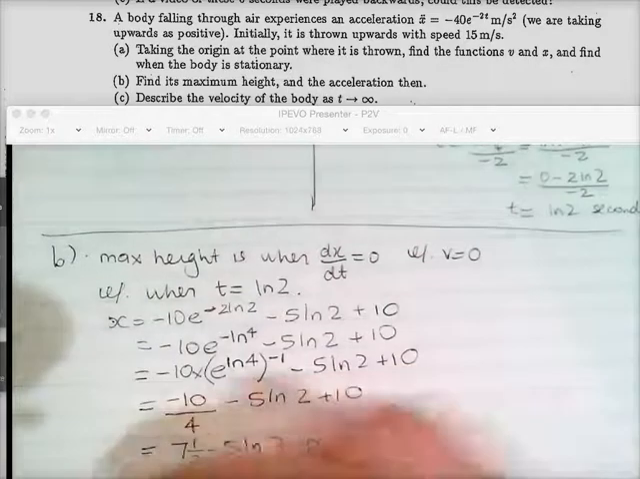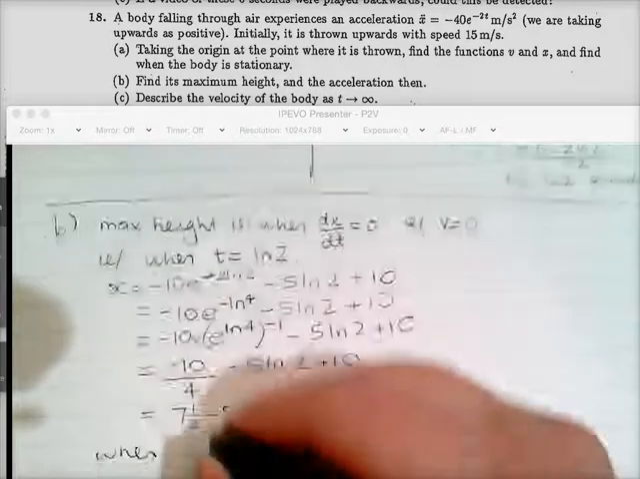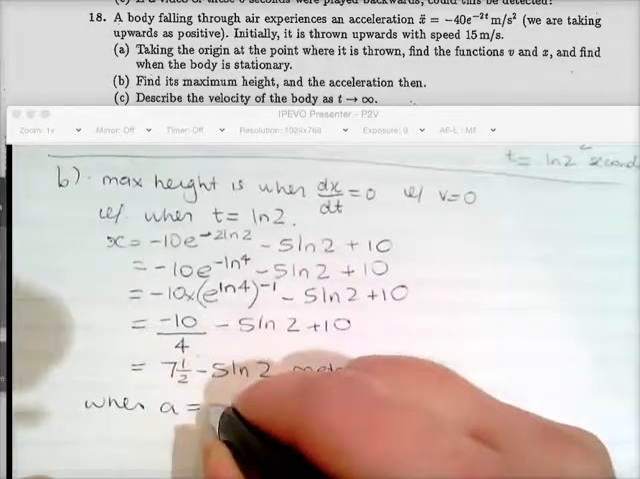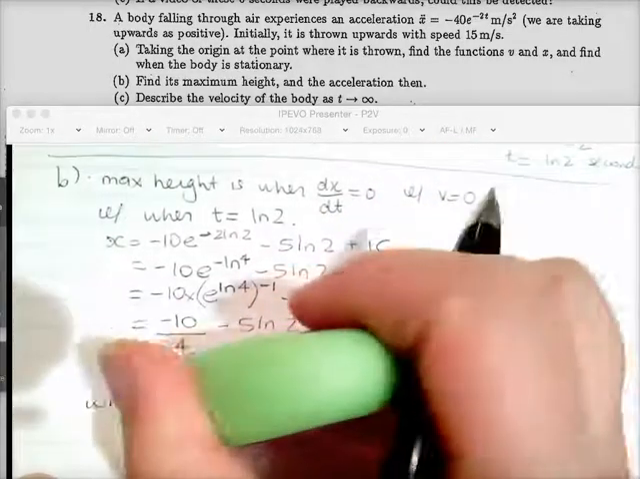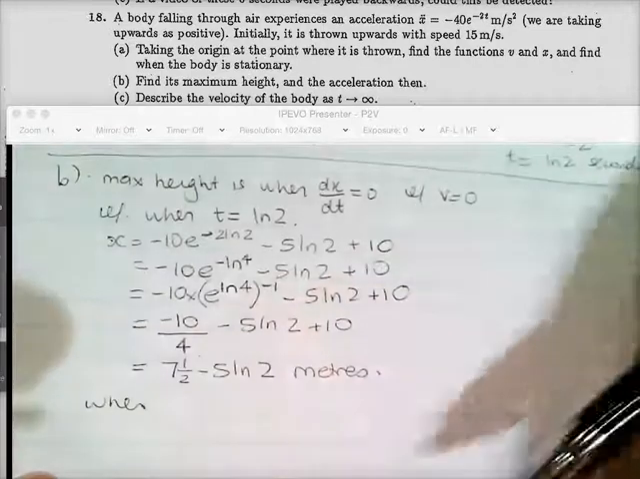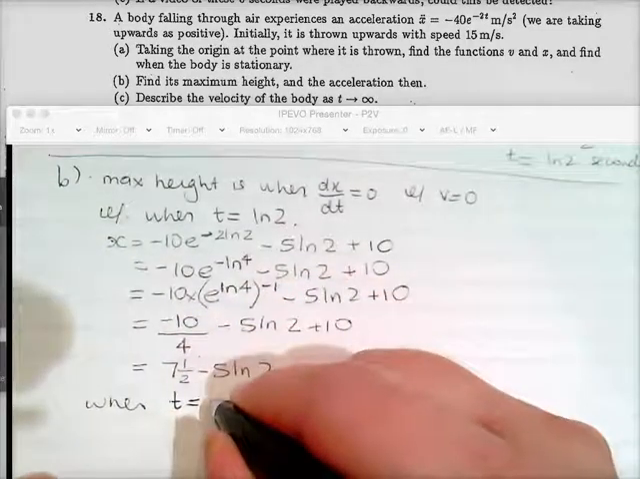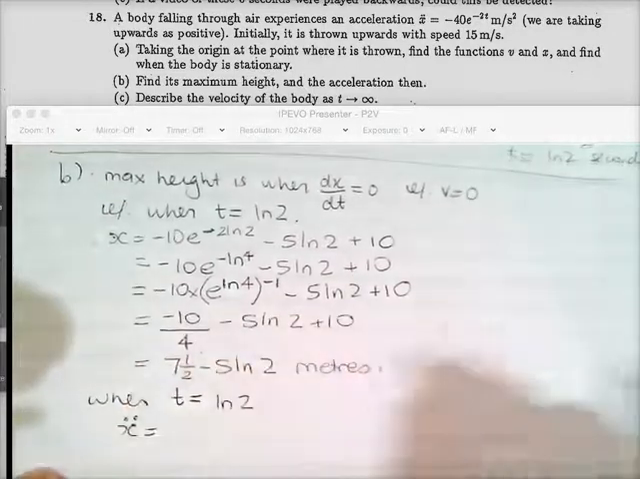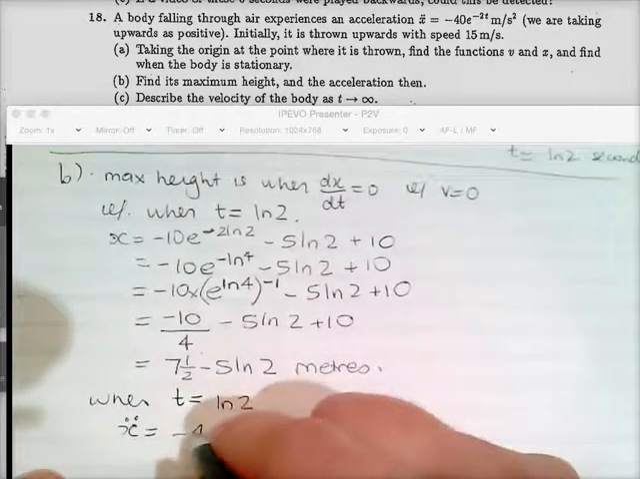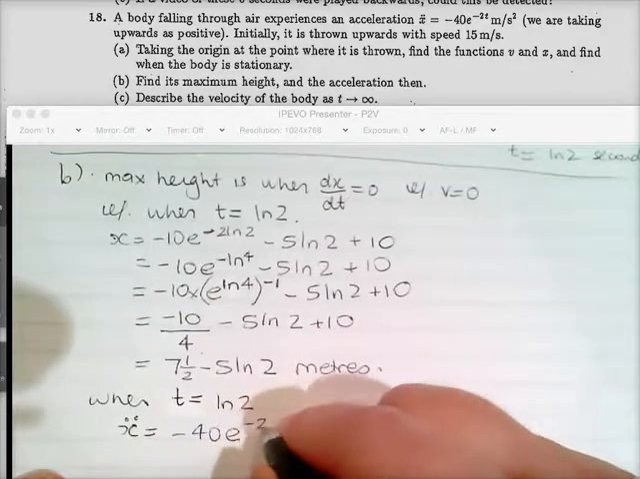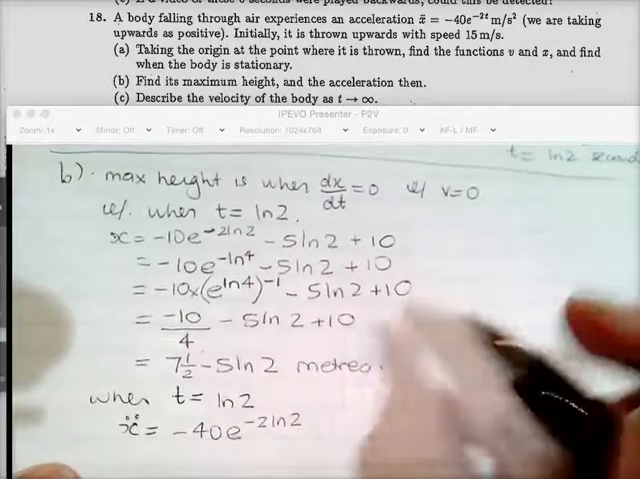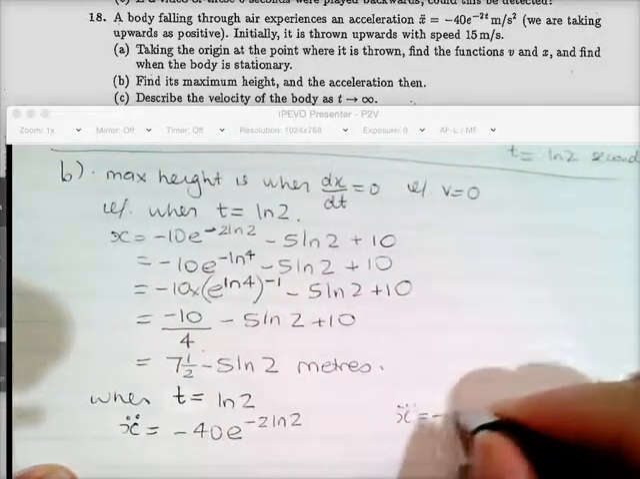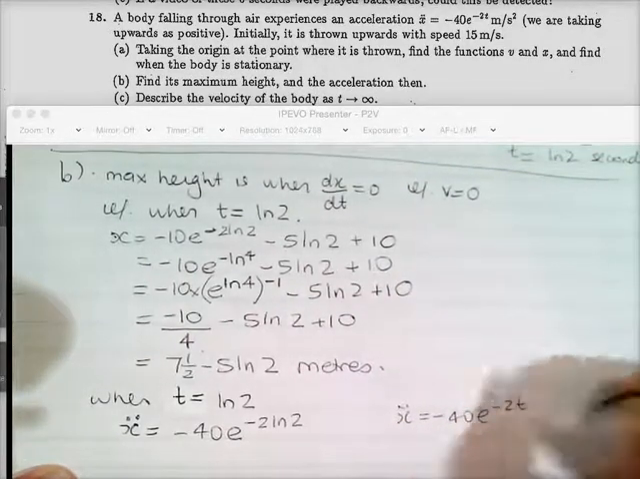And the acceleration then, when t equals ln 2, we have to see what the acceleration is. Acceleration is negative 40e^(-2 ln 2), because the equation for acceleration is a equals negative 40e^(-2t).